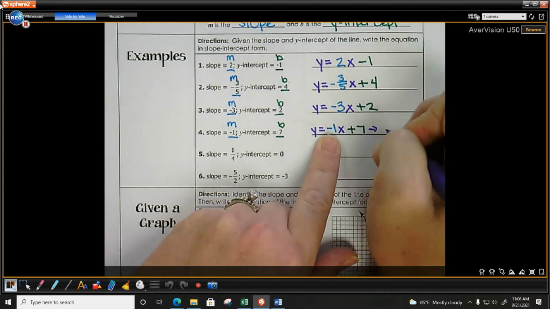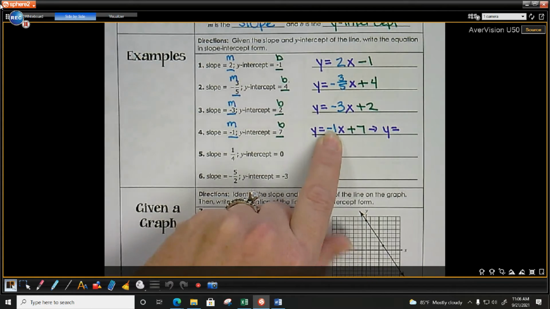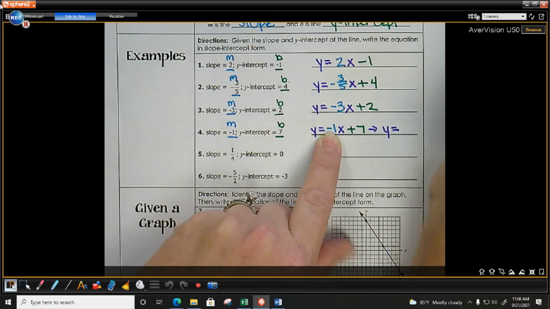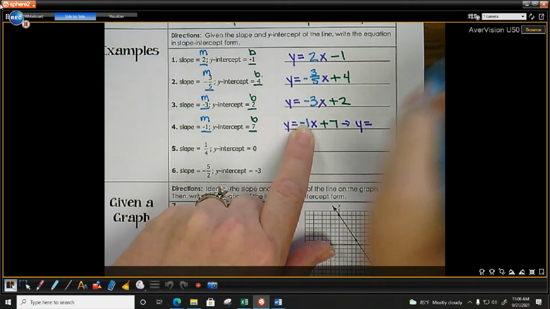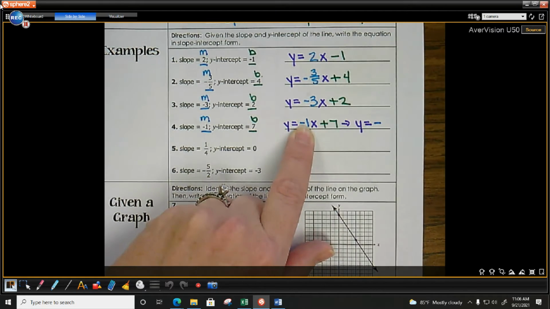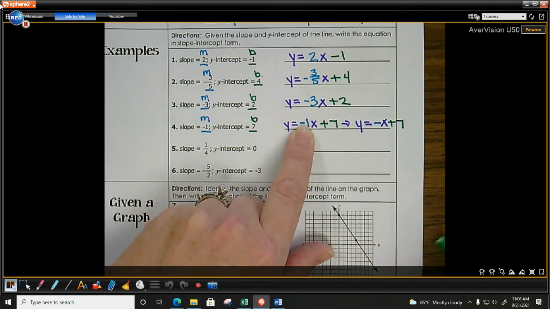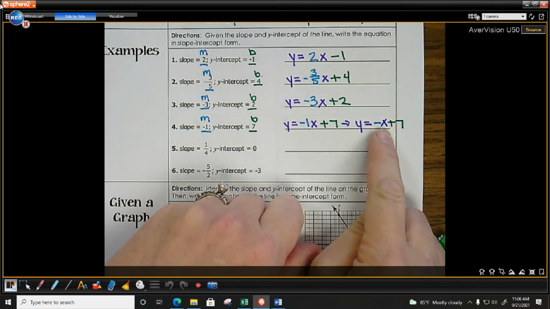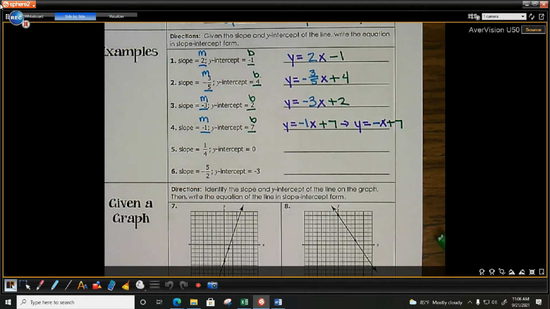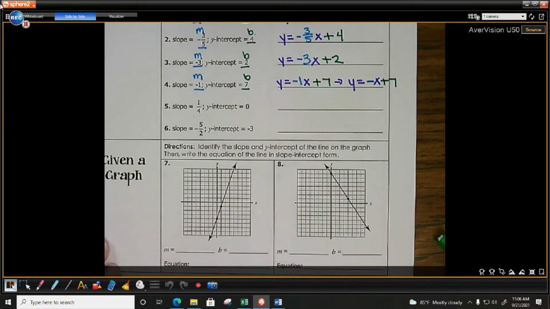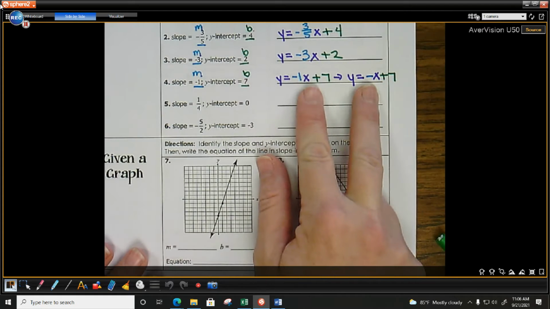No. So this is really y equals, I can get rid of the 1, but can I get rid of the negative? So it's negative x plus 7. So if you don't have a coefficient, your understood coefficient is 1. Okay? We okay with that? Again, both of these are acceptable answers. I would be good with either.